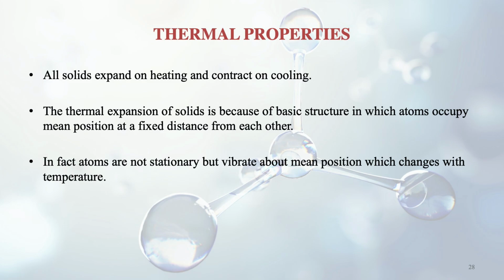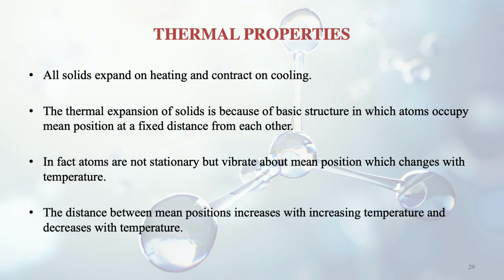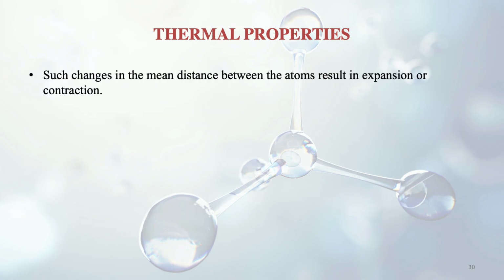In fact, these atoms are not stationary but vibrate about the mean position, which changes with temperature. So these vibrations in solids are dependent upon the temperature. The distance between mean positions increases with increasing temperature and decreases with decreasing temperature. Such changes in the mean distance between the atoms result in expansion or contraction, which was the first point we discussed: why on heating the metal expands and why on cooling it contracts. Because of the change in the mean distance between the atoms, this is happening.